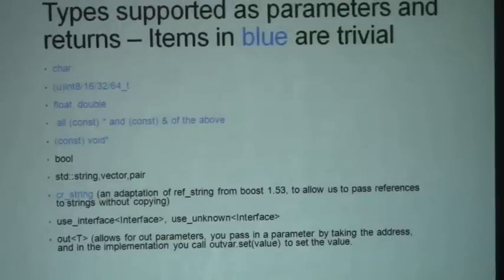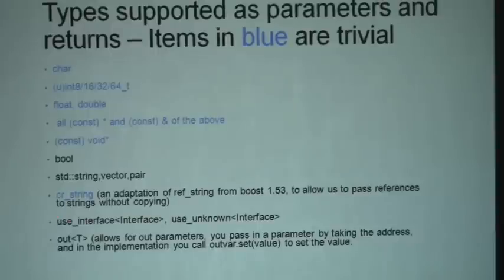So what types do we support? The types listed in blue are trivial: char, int 8, 16, 32, 64, float, double, const and const of the above, constant void star, bool, string, vector, pair, and CR string, which is basically an adaptation of ref string from Boost 1.53. The reason I adapted it is, as listed there, it's not trivially copyable as implemented in Boost right now.